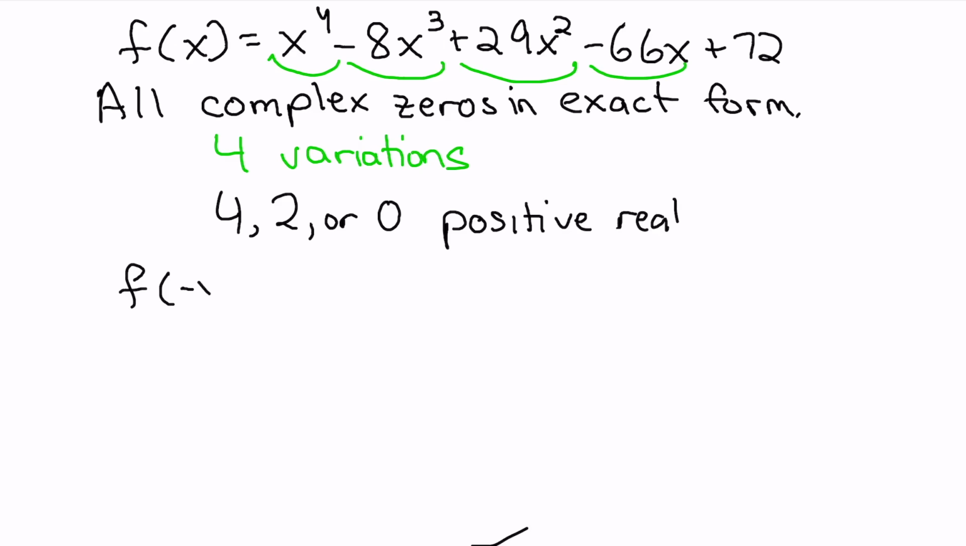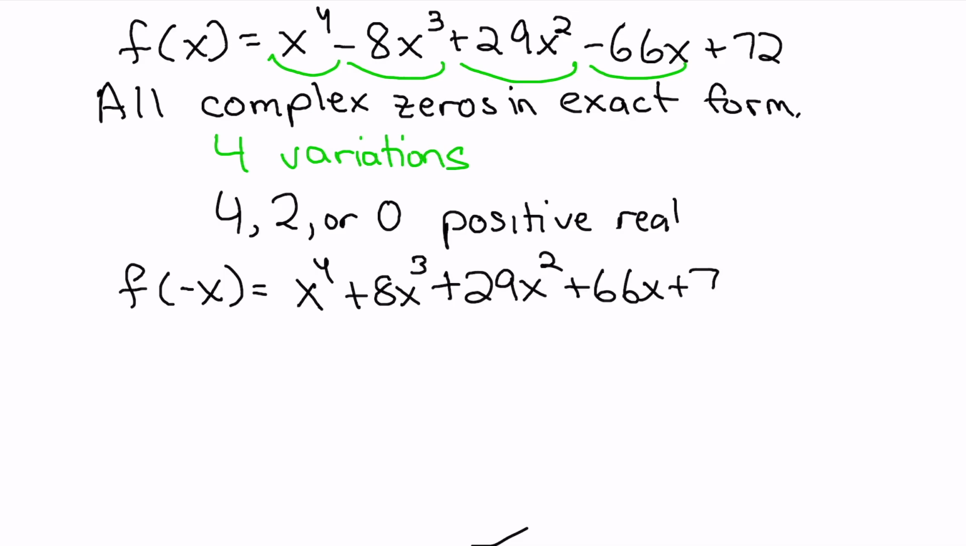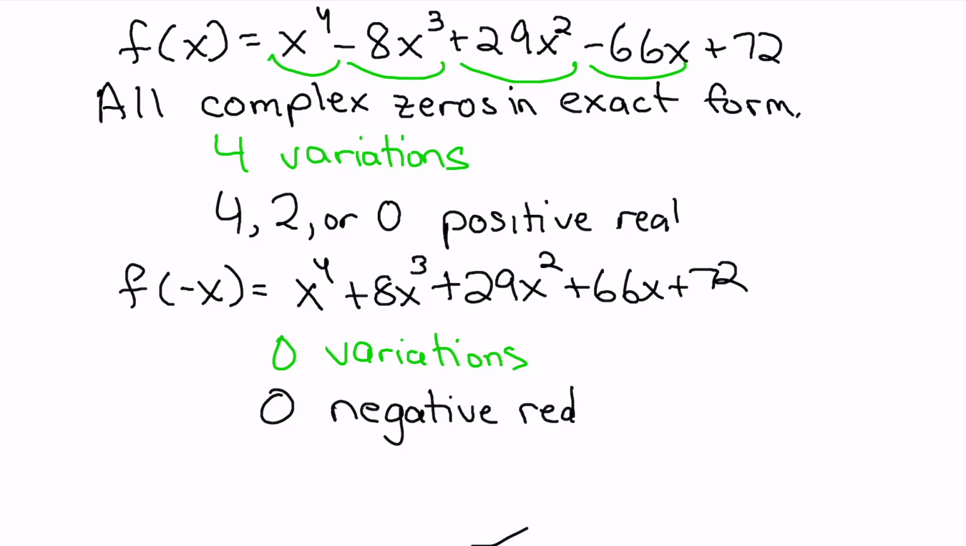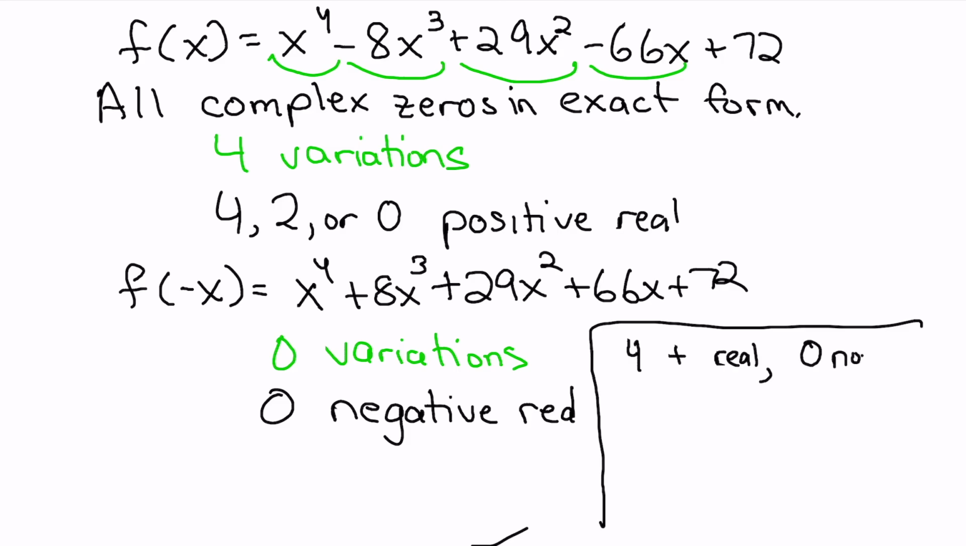And then for f at negative x, I end up with 0 variations. So 0 negative real. So you could end up with either 4 positive real and 0 non-real, or you could end up with 2 positive real and 2 non-real, or 0 positive real and 4 non-real. So that's the situation. But knowing there's no negatives can narrow things down quite a bit.